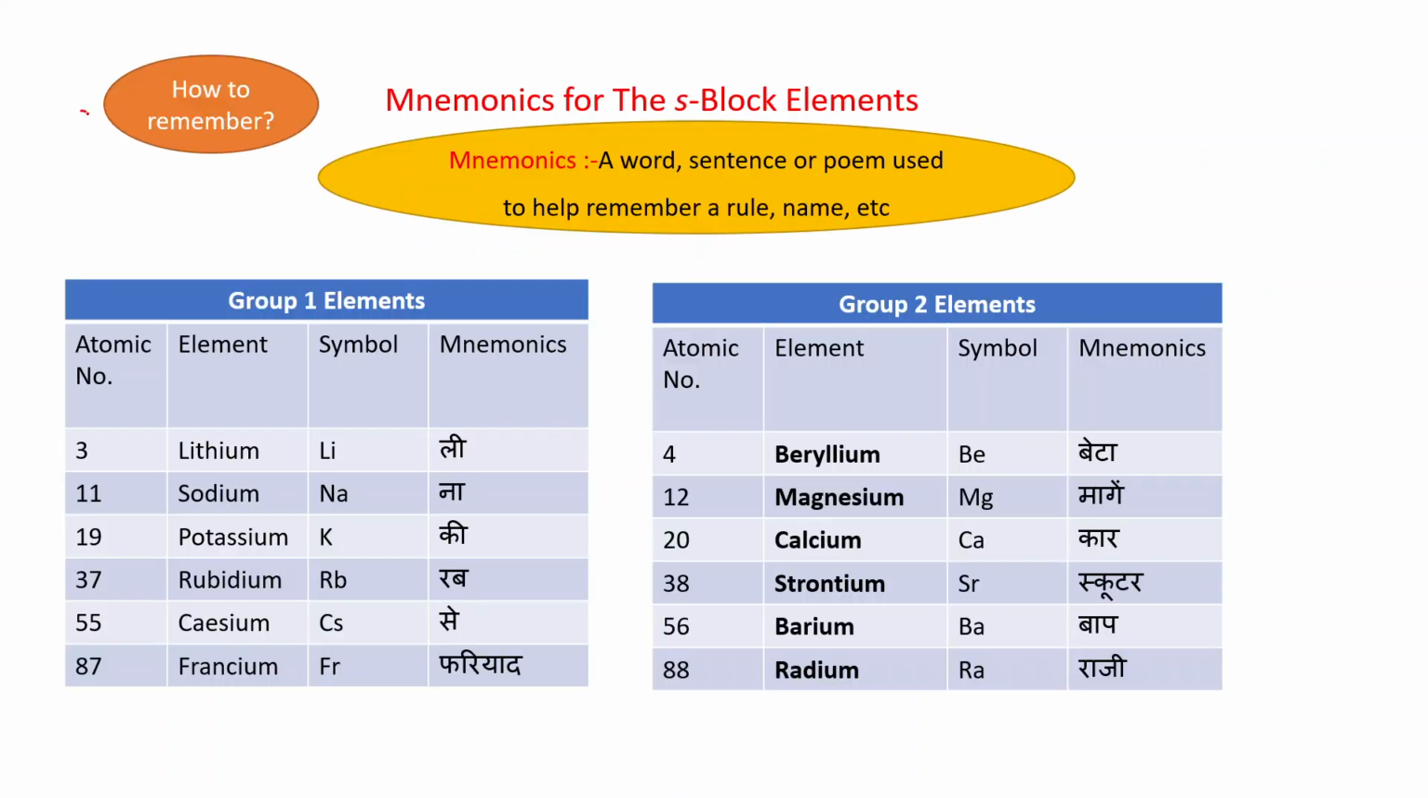How can we remember these elements? That is mnemonics for the S block elements. Now, what is the meaning of mnemonics? It is a word or sentence or poem used to help remember a rule, name, etc. Okay, just see, this is group 1 elements. These are the atomic numbers: 3 lithium Li, 11 sodium Na, 19 potassium K, 37 rubidium Rb, 55 cesium Cs, 87 francium Fr, and these are the mnemonics.